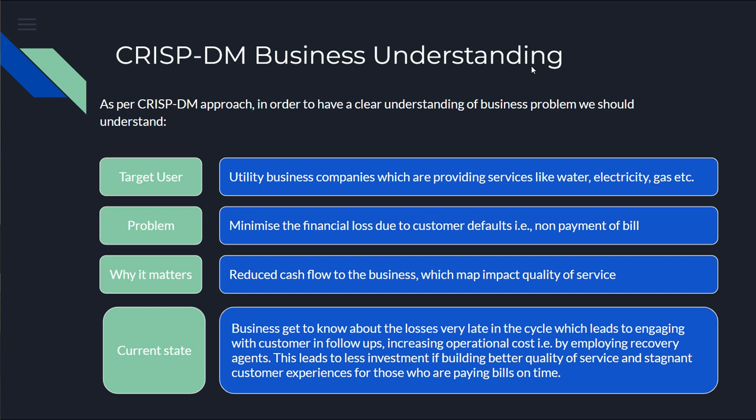What's the problem? The problem is that we want to minimize the financial loss due to customer default, that is, non-payment of bills. And why does it matter? It matters to the utility company because it reduces their cash flow and it impacts the quality of the service, as we saw earlier. If the companies don't have cash inflow, they cannot implement something new or enhance the infrastructure they already have to serve the customers.